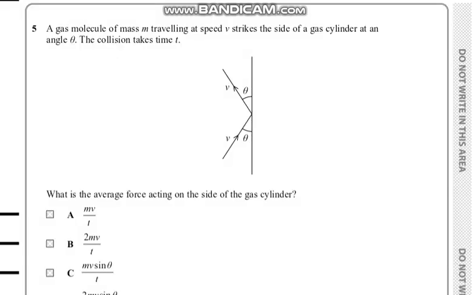And now moving on to the fifth question. The fifth question is, a gas molecule of mass m traveling at speed v strikes the side of the gas cylinder at an angle theta. The collision takes time t. What is the average force acting on the side of the gas cylinder?